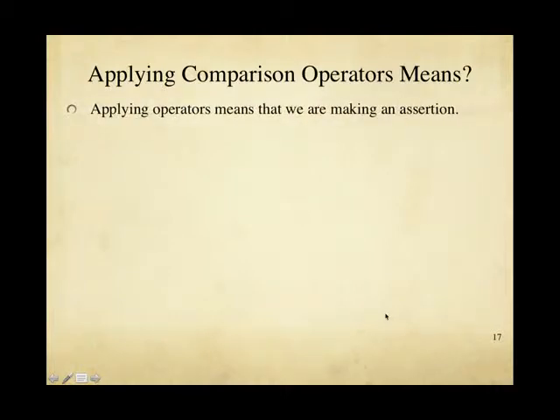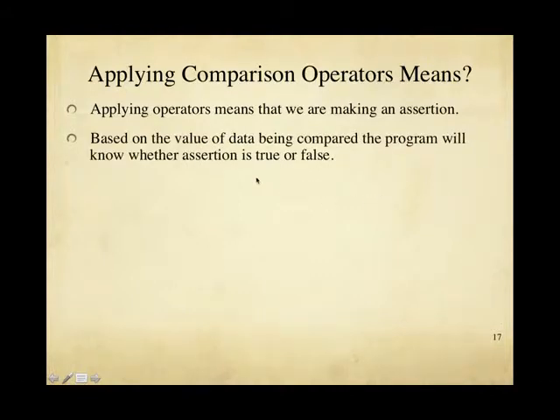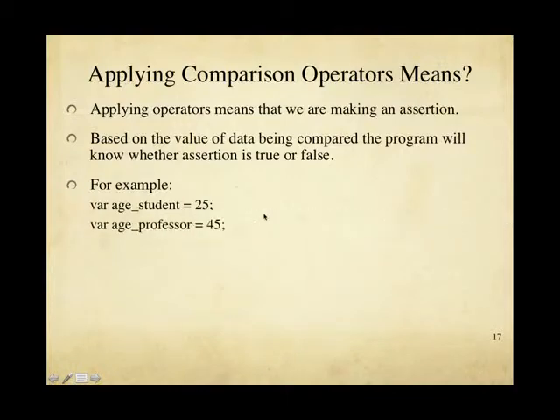What does applying a comparison operator mean? It means that we are making an assertion. Based on the value of data being compared, the program will know whether the assertion is true or false. For example, if you write something like this, var age student equal to 25, var age professor equal to 45, var is student younger equals age student less than age professor.